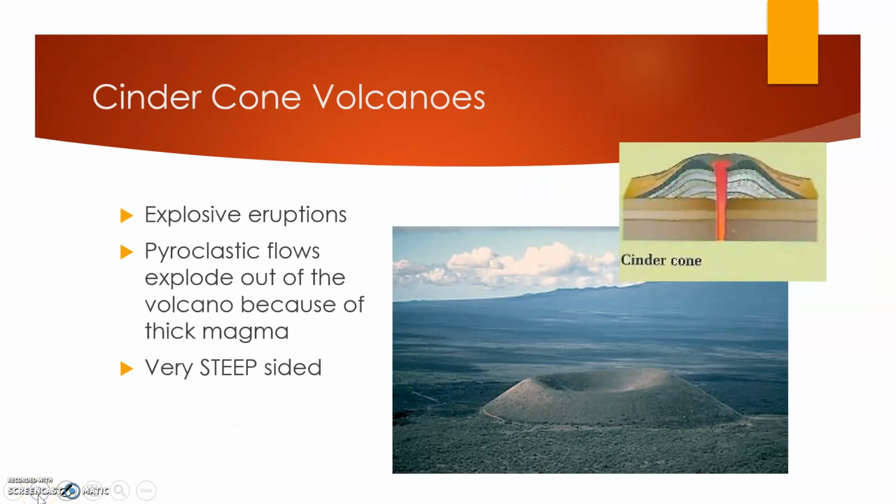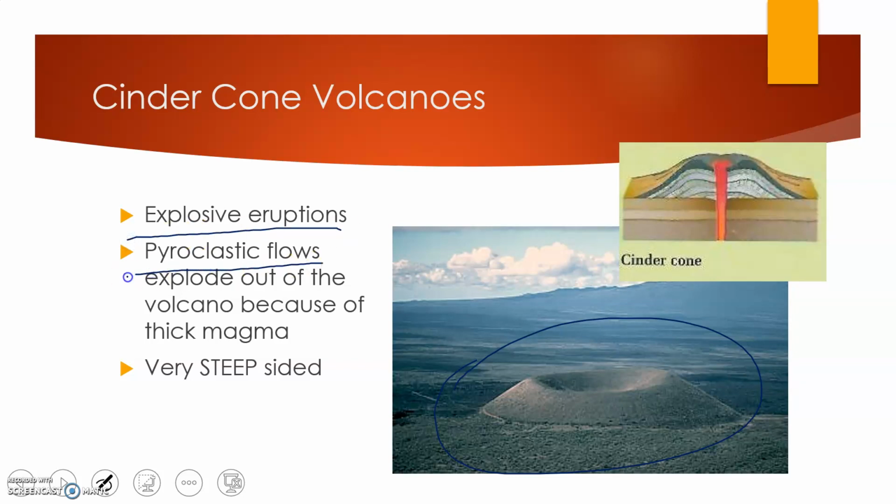The second type of volcano is a cinder cone volcano. And cinder cone volcanoes are explosive eruptions, okay? Pyroclastic flows explode out of the volcano because it has thick magma. It's also very steep-sided. If you look right here, you'll notice it literally looks like a cone. That's how it gets its name. So this is explosive eruptions with pyroclastic flows. Oftentimes they are going to be the smallest in size.